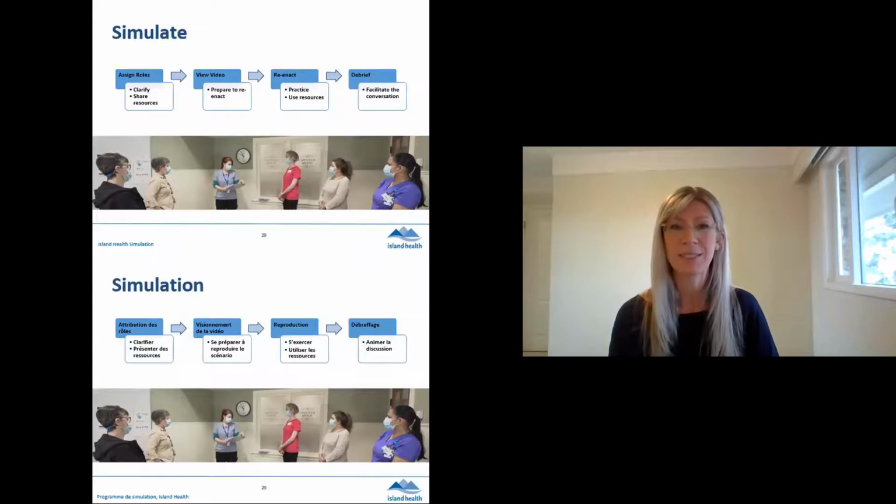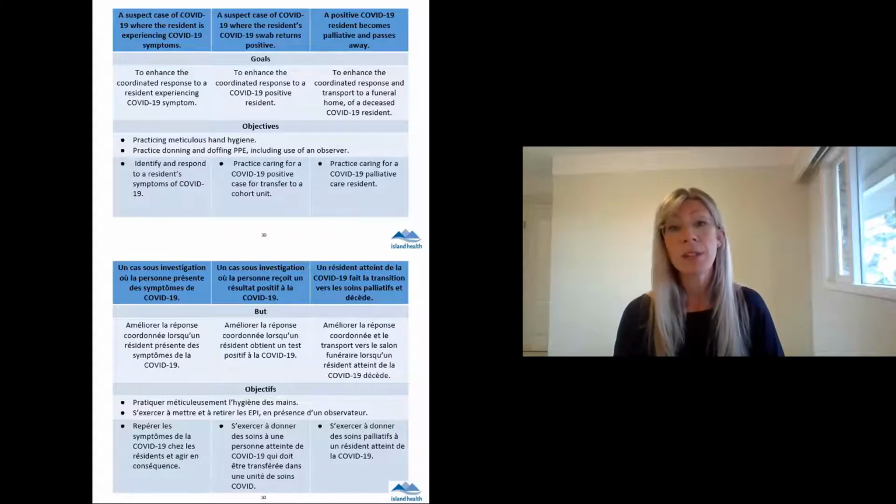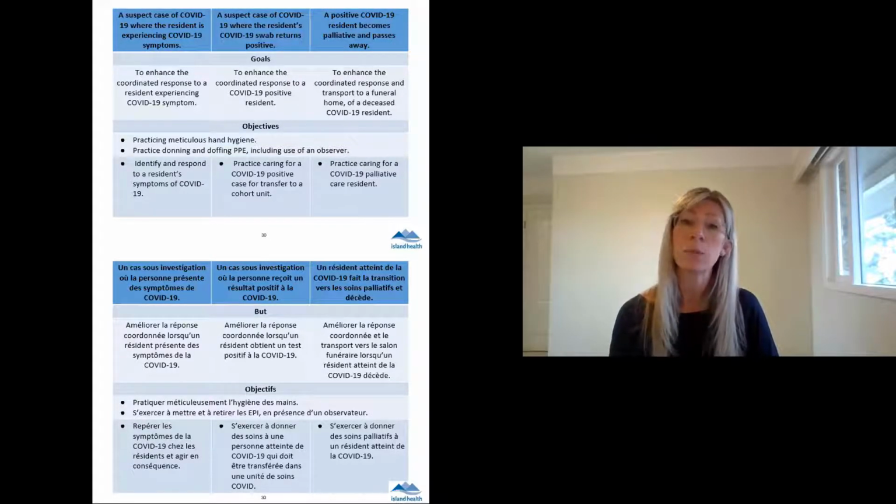Next slide, please. The initial videos created by Jae-Yeon and her team transition through 3 parts, which are done usually in sequence. The 3 parts are a suspect case of COVID-19 where the resident is experiencing symptoms, a suspect case of COVID-19 where the swab returns positive, and a positive COVID-19 resident who becomes palliative and passes away. Each simulation session is an average of 30 minutes in length. Next slide, please.